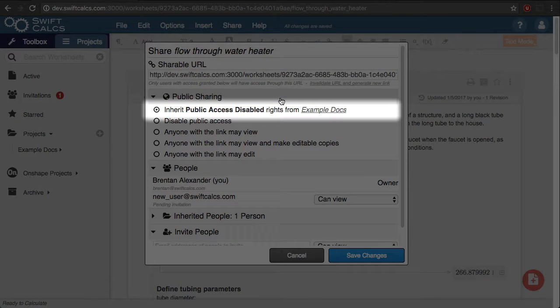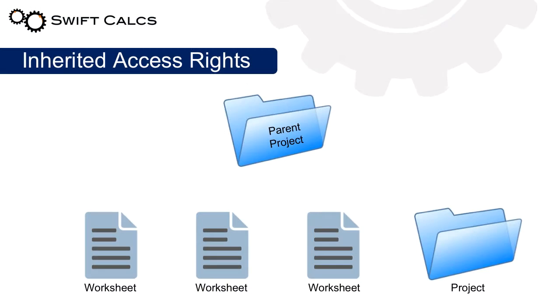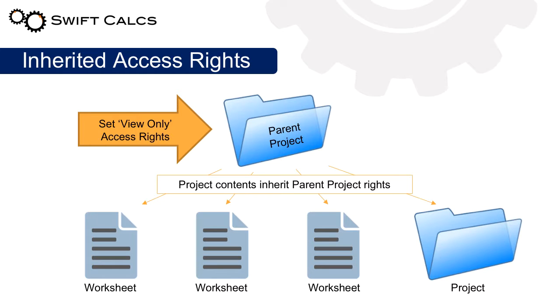The first is if this project or worksheet is within another project, you can set the item to inherit the rights from the parent project itself. This allows you to place multiple worksheets or projects into a master project. Set the sharing rights for all of them simply by setting the rights on the master project itself. All items within that project will have the sharing rights inherited. Inheriting from the parent project is the default setting, so that when you create a new project or worksheet, it will automatically inherit the rights of its parent.